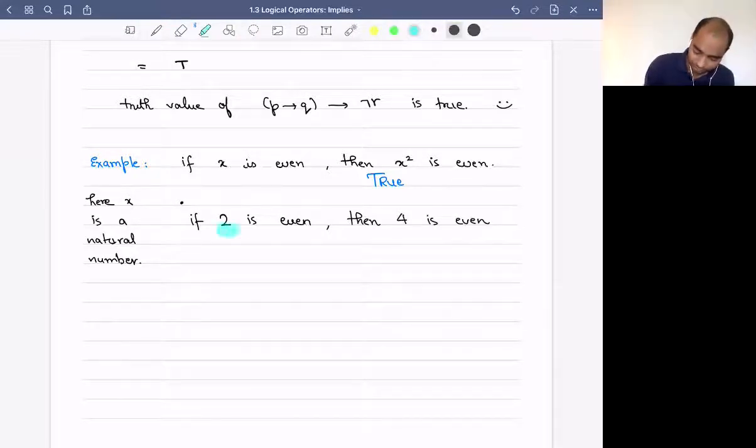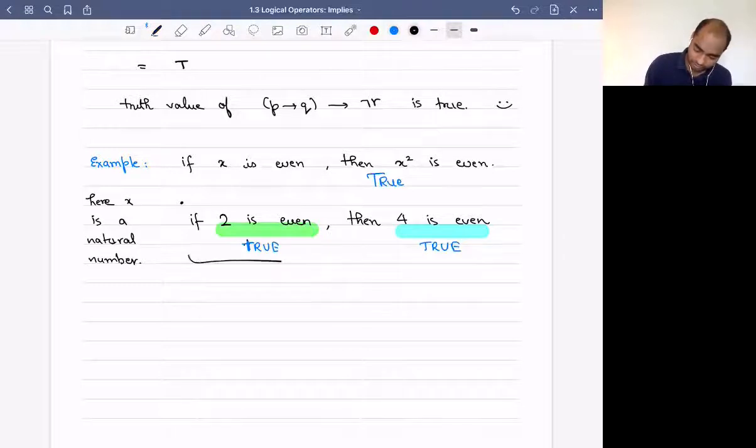Here, this is the hypothesis. My color coding is wrong. This is the hypothesis, and this is the conclusion. And the hypothesis is true, and so is the conclusion. And so this whole statement, this whole thing, is in fact true.